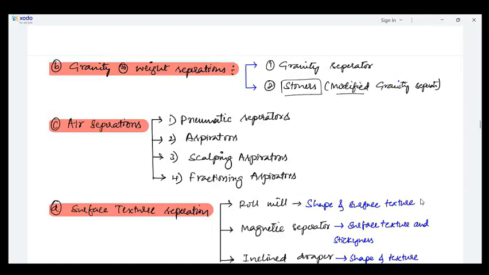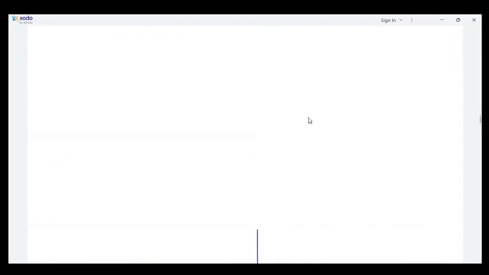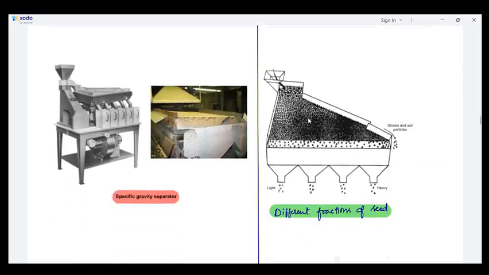Stoners are nothing but modified gravity separators. So how does this look? This is what a gravity separator means, where this is a feed hopper and this is the deck. This complete thing is called the deck, where once the seed particles are poured here, there will be a vibrating action on this complete deck.